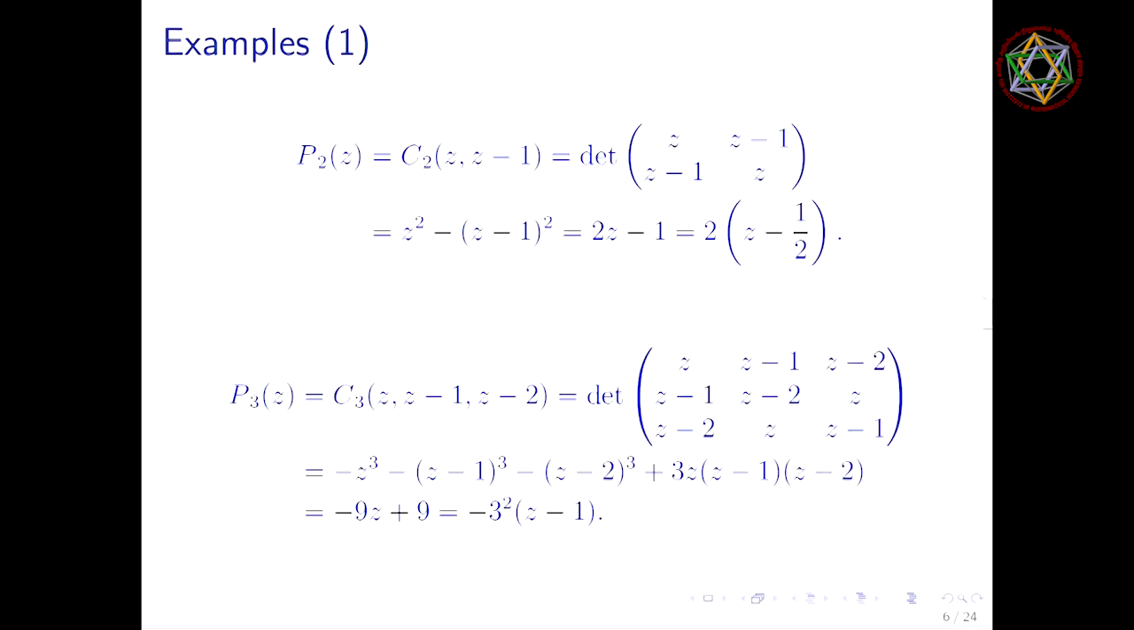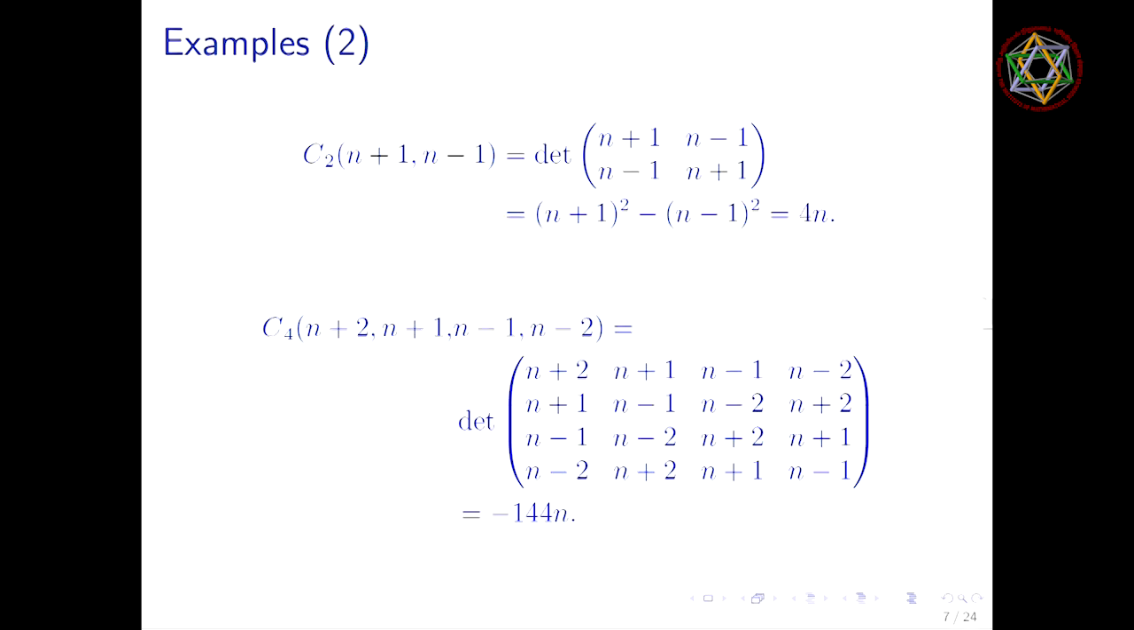But I first give some examples. For P2, it is the determinant of z, z minus 1, z minus 1, z. So you just compute it. You find 2z minus 1, which fits the result which I mentioned. For P3, which is C3 of z, z minus 1, z minus 2, so this is this determinant. And when you expand it, you have this formula, which is a polynomial of degree 3, but the terms of degree 2 and 3 disappear, and then you find minus 9 times z minus 1.